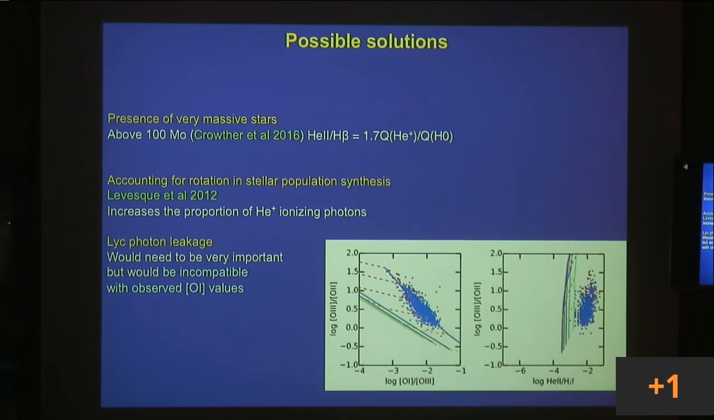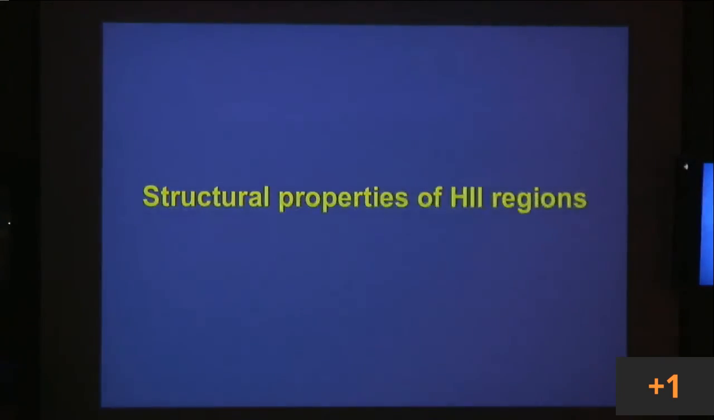For example, here I'm showing O3 to O2 versus O1 to O3, and O3 to O2 versus helium-2 to H beta for a sample of H2 regions. And these are models which are ionization bounded, and here are density bounded. So if you have density bounded models, okay, you of course get higher helium-2 to H beta, but that's not sufficient. I mean, you have to also explain the O1 to O3 or whatever.